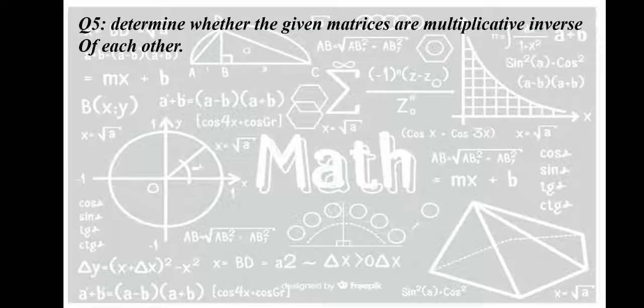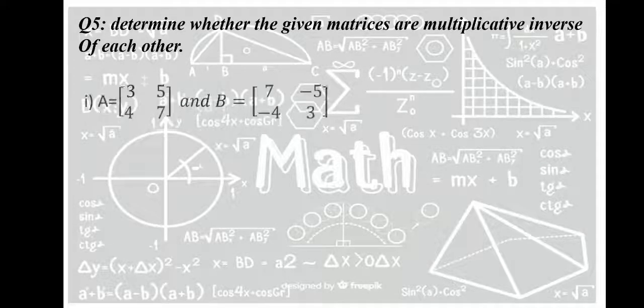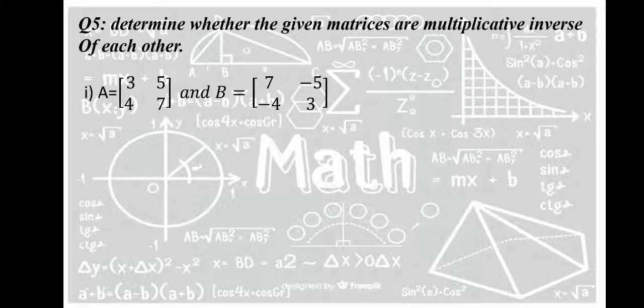Question number 5 is determine whether the given matrices are multiplicative inverse of each other or not. For finding out the multiplicative inverse, the matrices are given. A matrix is 3 5 in the first row, 4 7 in the second row, and B matrix is 7 -5 in the first row, -4 3 in the second row. For finding out the multiplicative inverse, find out the product AB. So A matrix is 3 5 4 7 and B matrix is 7 -5 -4 3.